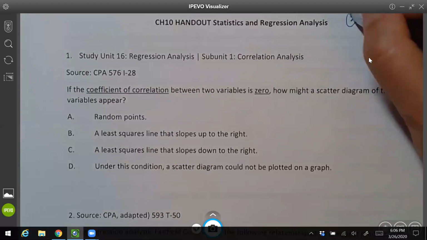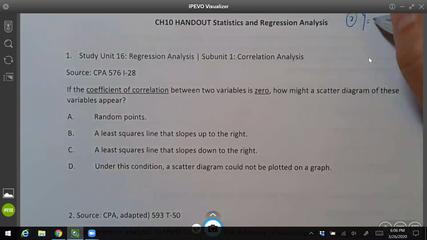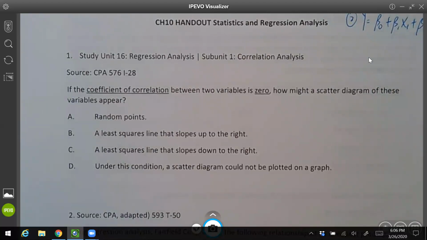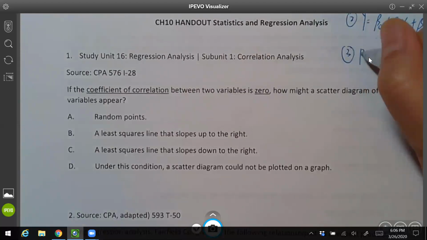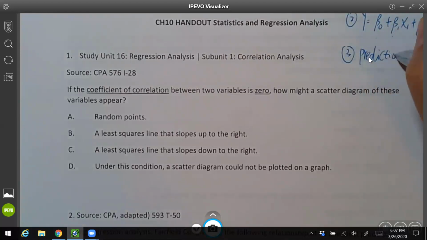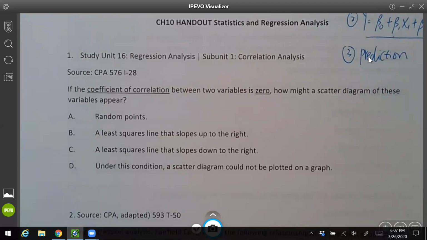Second, once you have the regression model, y equals beta 0 plus beta 1 x1 plus beta 2 x2, you can have more independent variables. This is the dependent variable, this is the independent variable, this is the intercept, and this is what we call the coefficient. You need to know those, and statistical significance. The last thing is how do we make a prediction? Once you have this model, how can we use it?